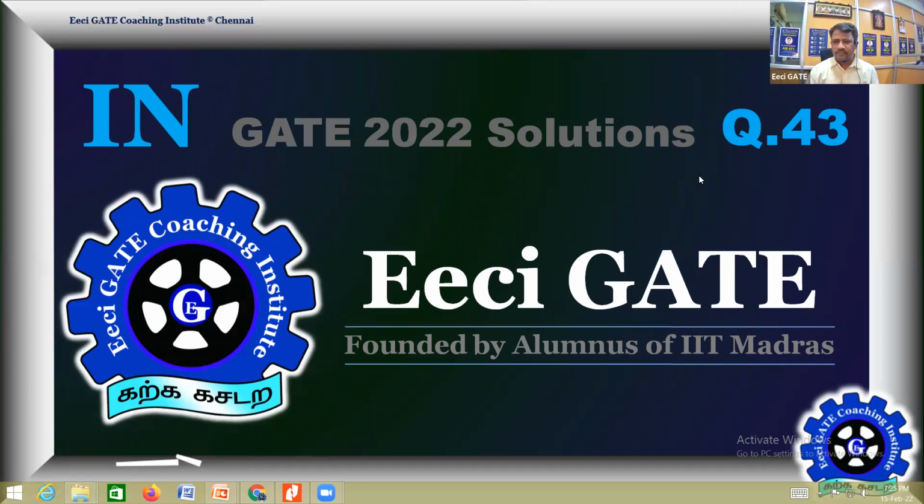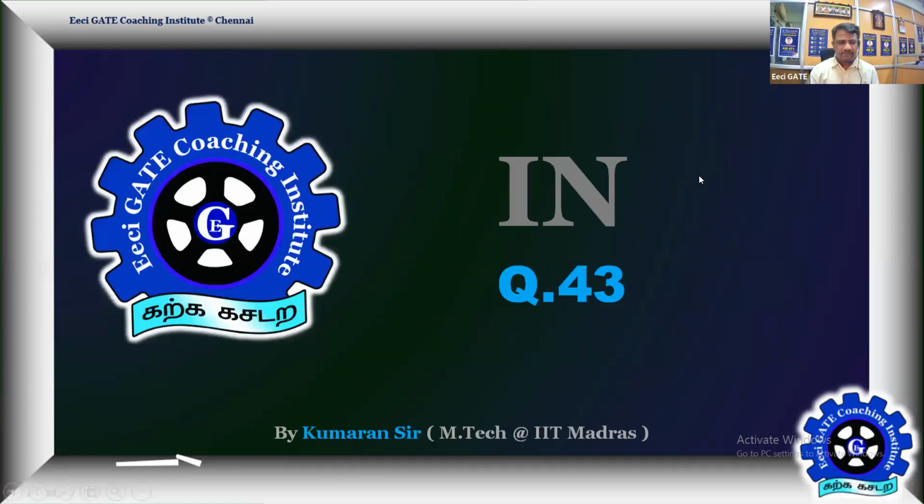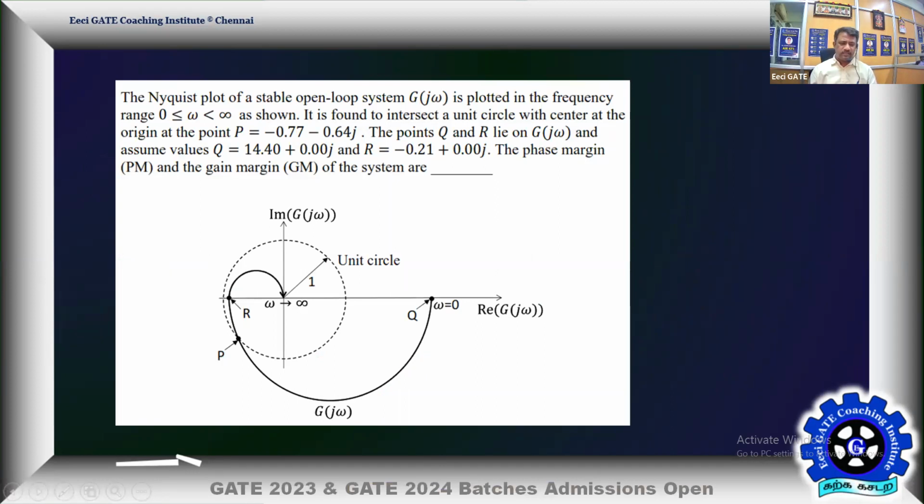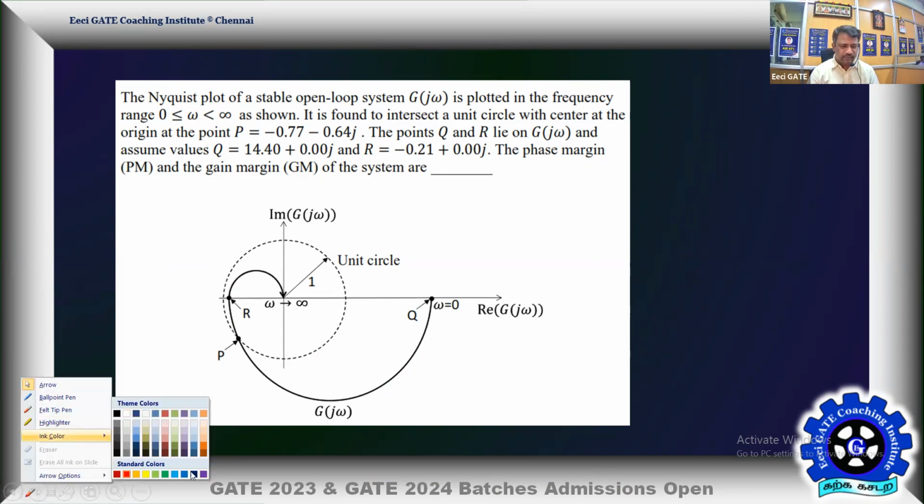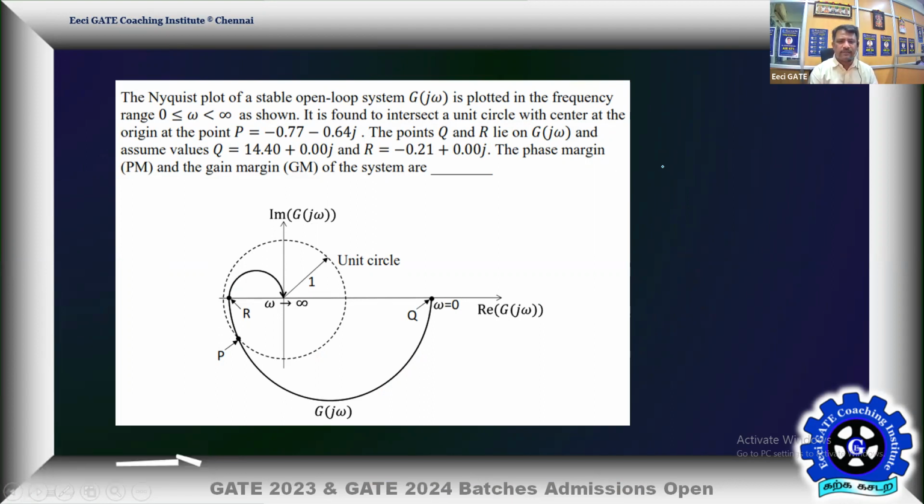Next problem, question number 43. Based on a polar plot given for a stable open loop system G of j omega. So given G of S is stable, its polar plot is given when omega varies from 0 to infinity. You need to comment on the stability. Consider what is given as GH of j omega. Since we are commenting on stability, it should be the loop transfer function, so what is given is the polar plot of GH of j omega.